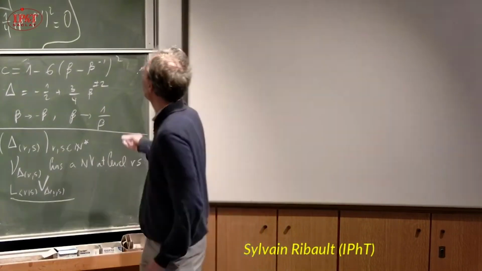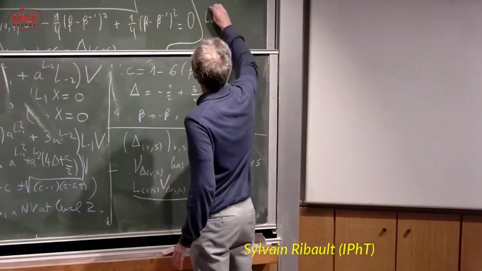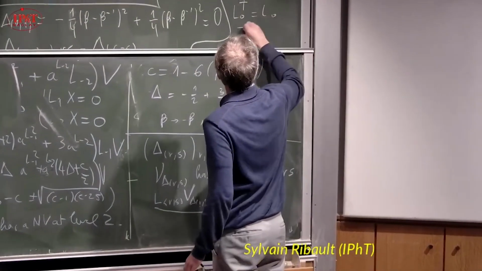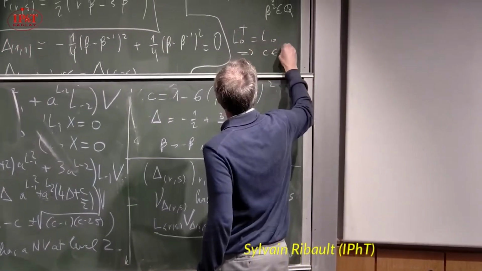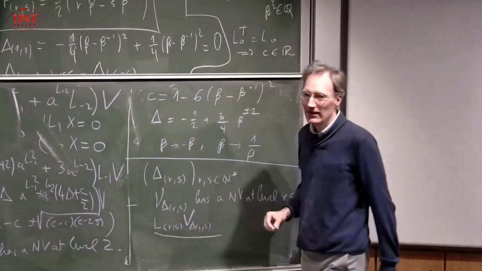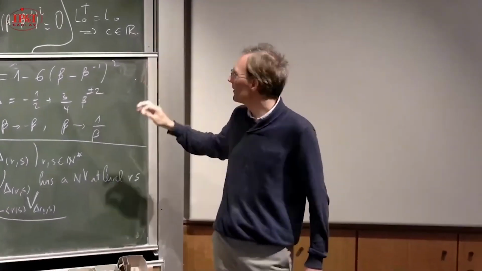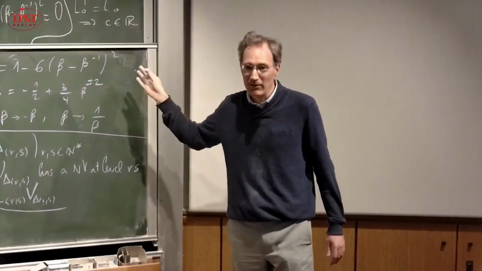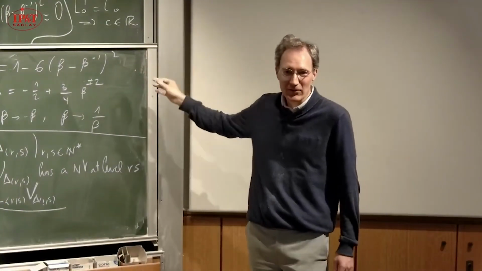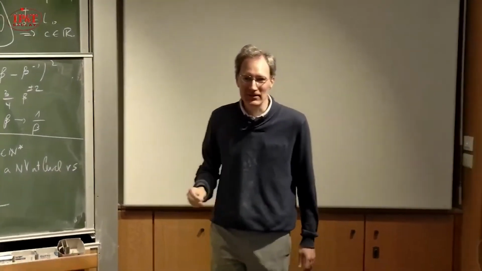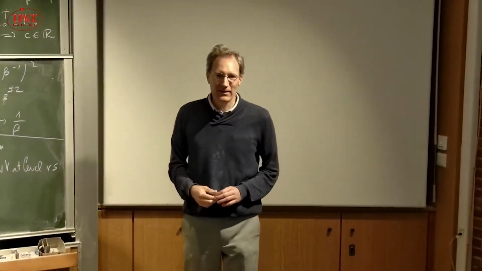I mean, you can show that if you assume that your L0 is self-adjoint, that has to imply the central charge is real, for example. But that's only the beginning of your trouble. You have other constraints as well, including on the conformal dimension. So we won't get into that.